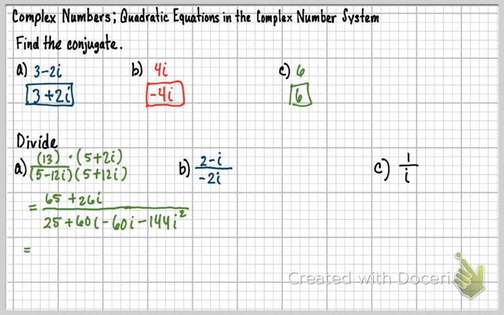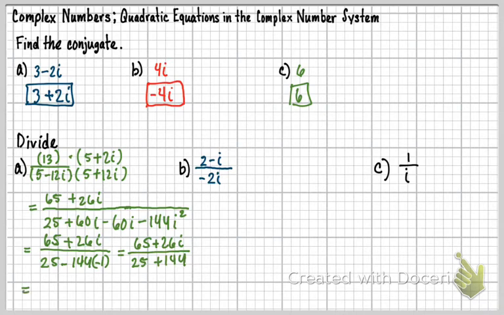So I get 65 plus 26i all over 25 minus 144 times negative 1, because i squared is negative 1. And from there, I get 65 plus 26i over, really, 25 plus 144.